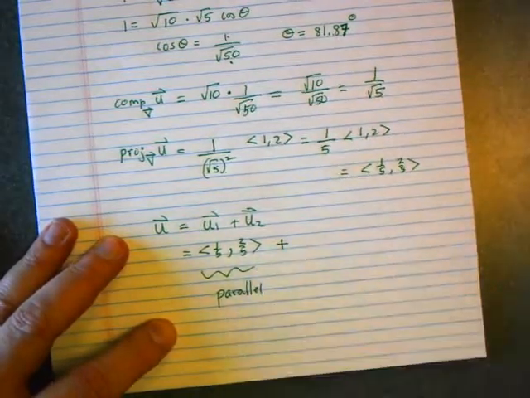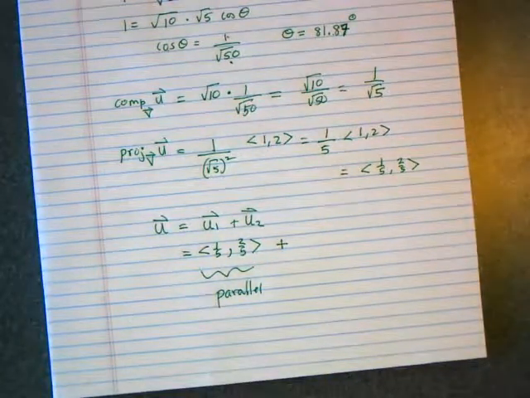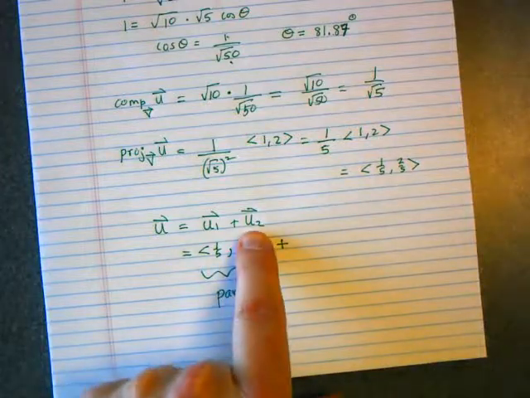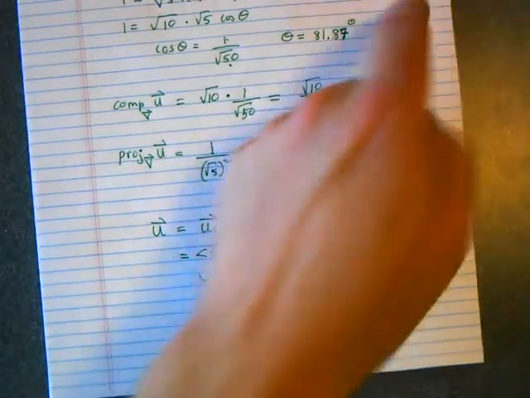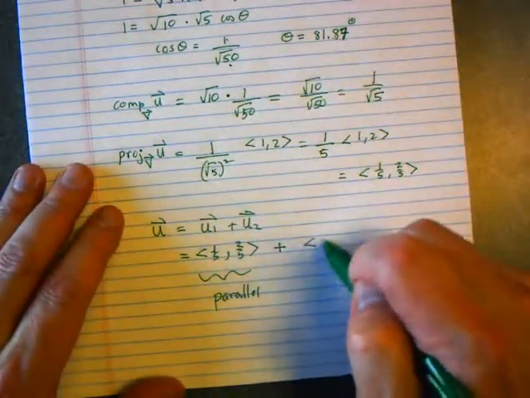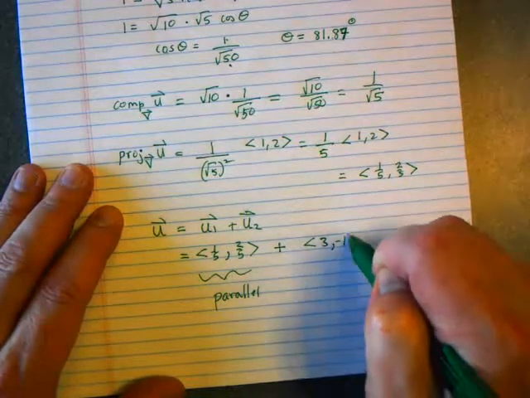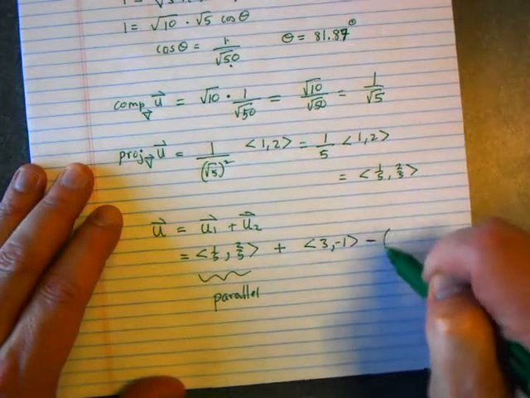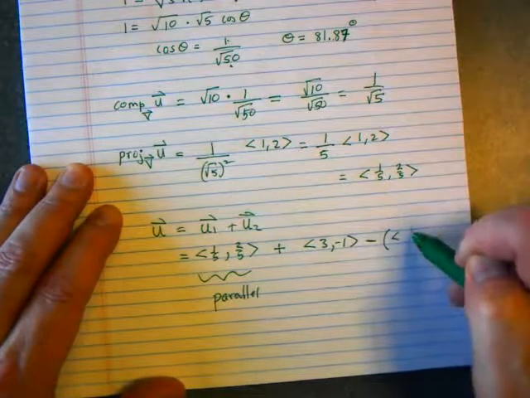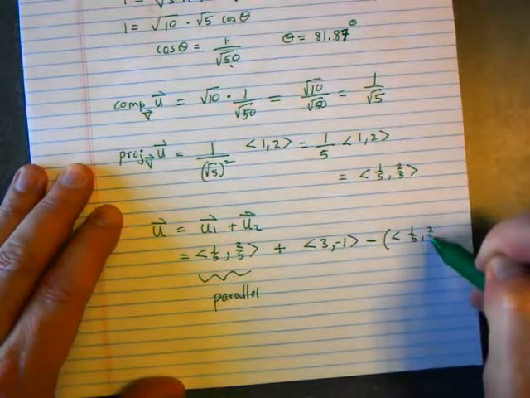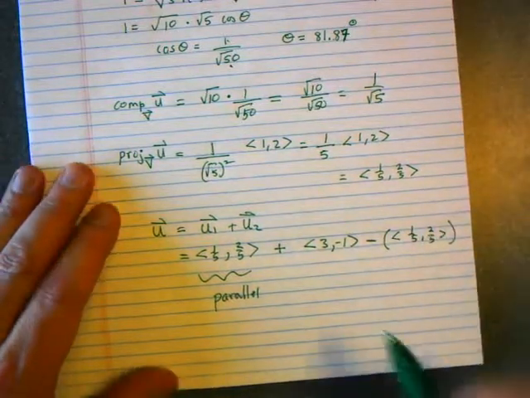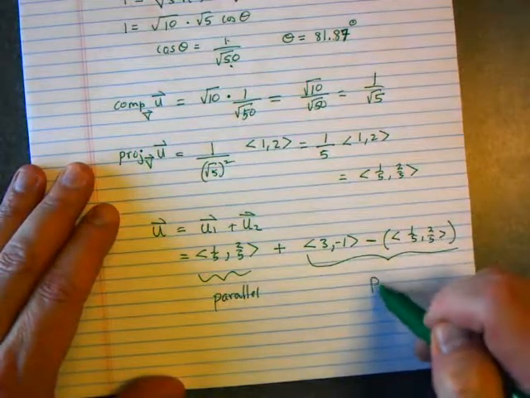Plus the perpendicular vector. To get the perpendicular vector, to get u2, you take the original vector u, which is (3, -1), and you subtract this projection that you just figured out. That's the perpendicular vector.